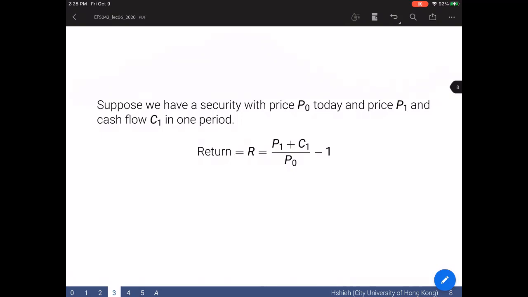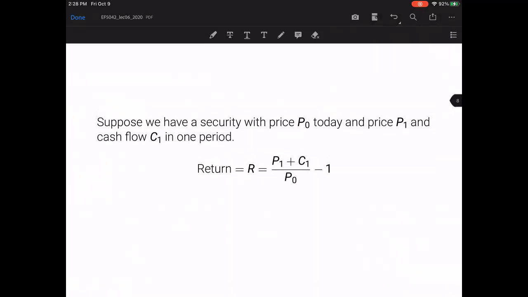We define it simply as the price plus any intermediate cash flow that you get from the next period, and looking at its percentage return, right? So return is equal to (P1 plus C1) divided by P0 minus 1, which can also be written in the following way, which is probably more intuitive: (P1 plus C1 minus P0) over P0, okay?